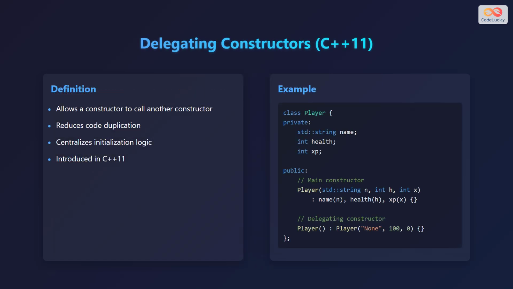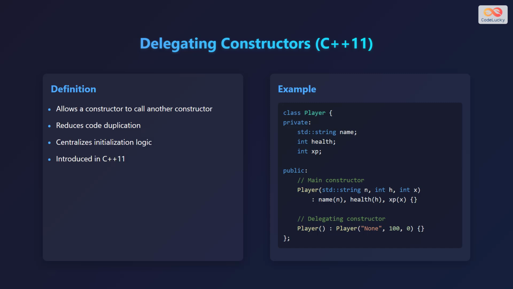Delegating constructors, introduced in C++11, allow one constructor to call another constructor within the same class. This reduces code duplication and centralizes initialization logic. The left content lists its definition. The right content shows the example.